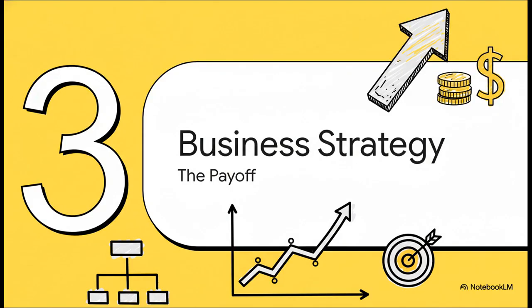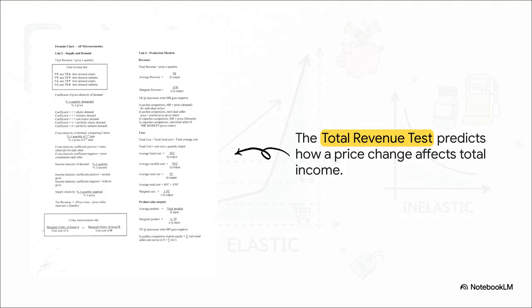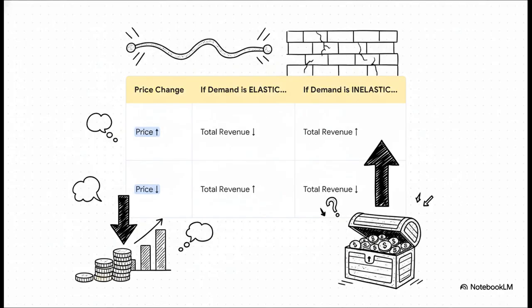Let's talk about how this all connects to business strategy. Well, businesses have a really cool tool for this called the total revenue test. And again, don't worry about the formulas. The idea behind it is super simple, and it's an incredibly powerful way for them to predict if changing a price is going to make them more money or less. And this table breaks it down perfectly. This is the crucial part.